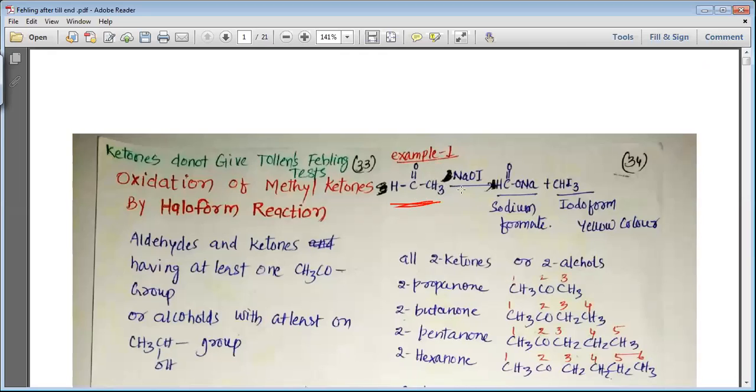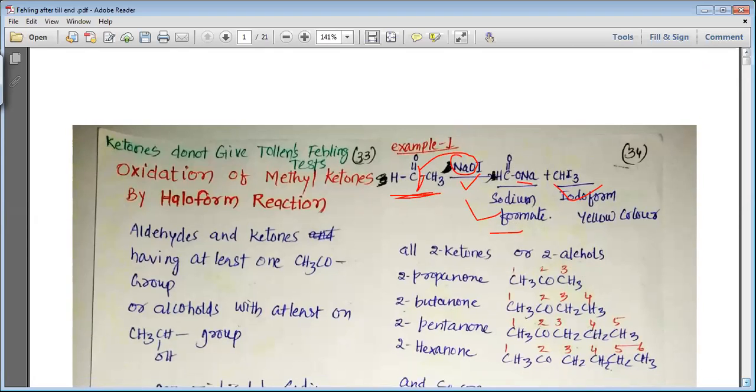This is your acetaldehyde that reacts with NaOI. It gives sodium formate, HCOO. This HCOO group is bonded to ONa. So HCOONa, that is known as sodium formate, and you get iodoform, CHI3.